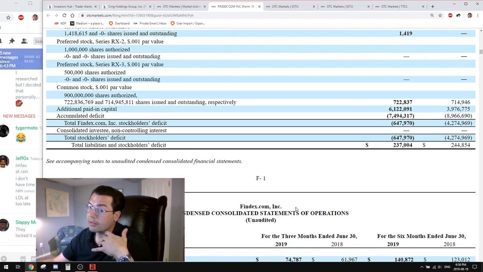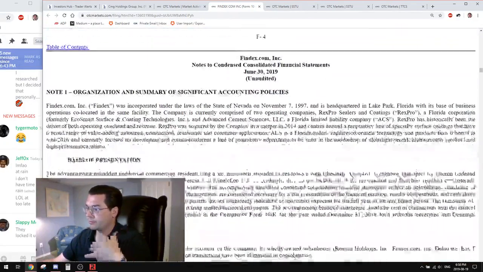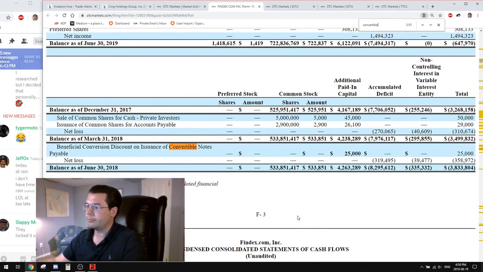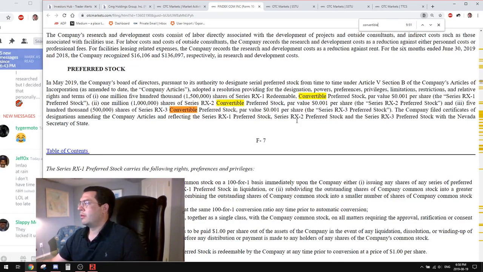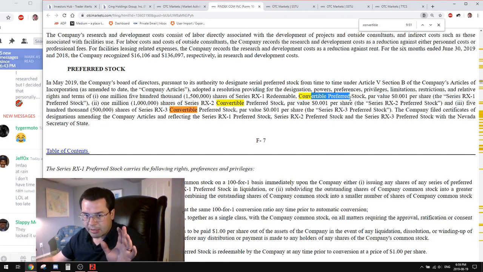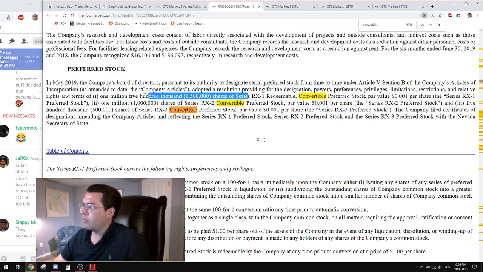Which could be very exciting. So they've got 1.5 million shares of RX1 redeemable convertible. This is what they did. They made them preferred stock that are convertible. So it's now actually become derivative liability, not instantly convertible debt. So they've got RX1, 1.5 million. Yes. 1 million of RX2 and 500,000 of RX3.